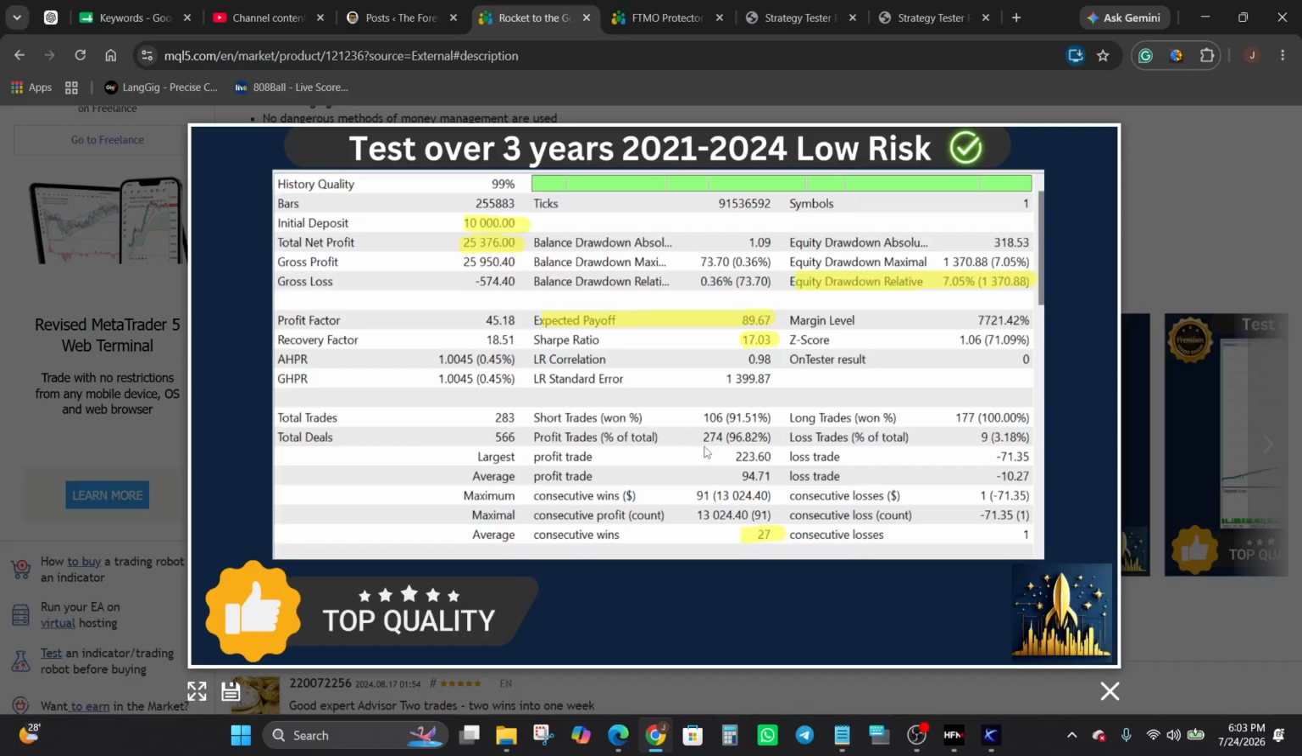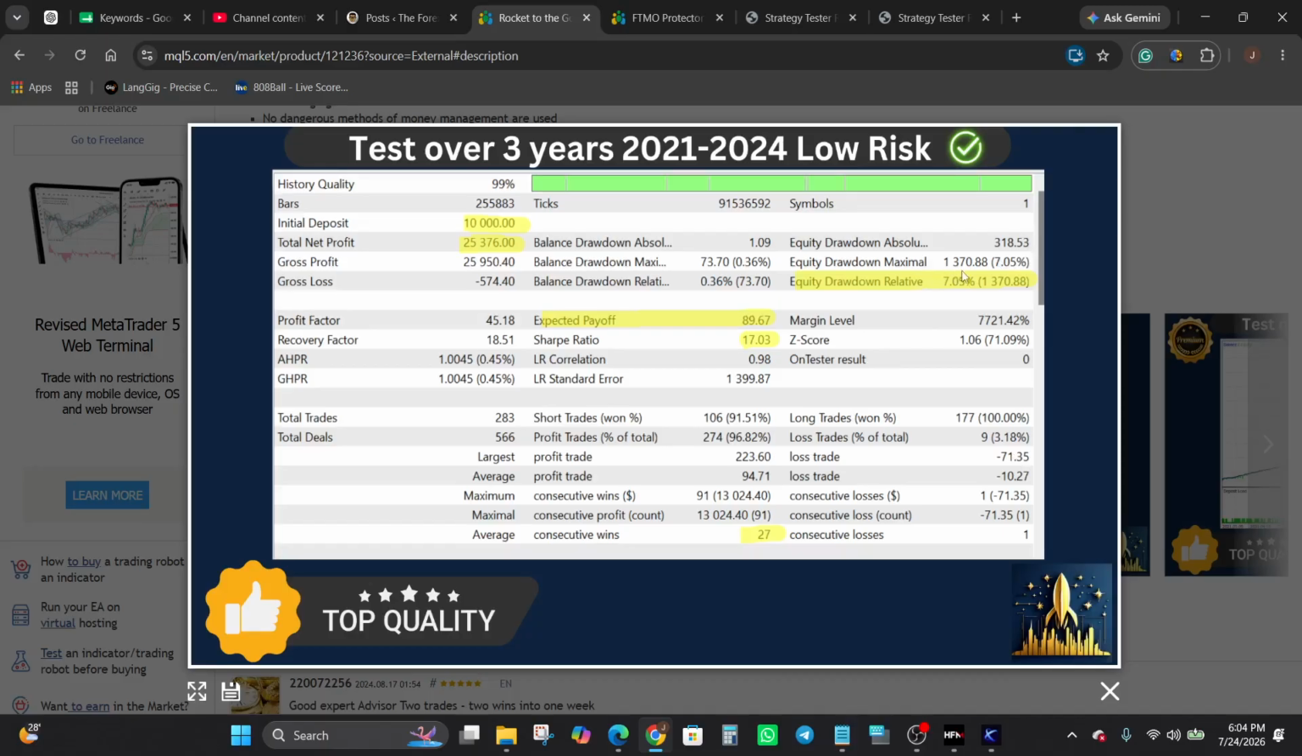out of which 274 were profitable, giving us a 96.82% win rate. Out of these 283 trades, 106 were short trades, and 91.51% of the short trades were profitable, and all the 177 long trades were profitable. Okay, so that looks pretty impressive.